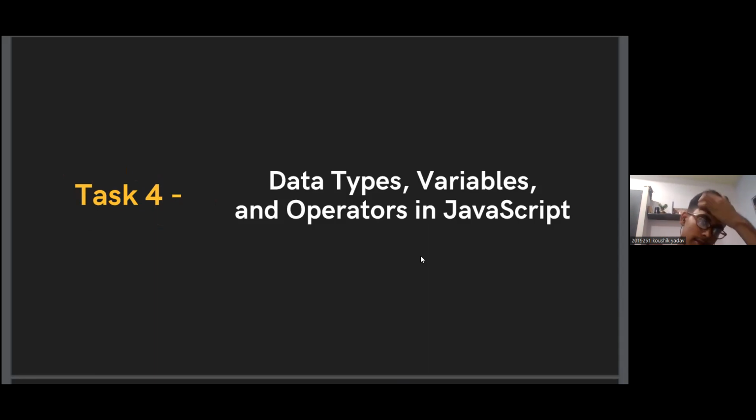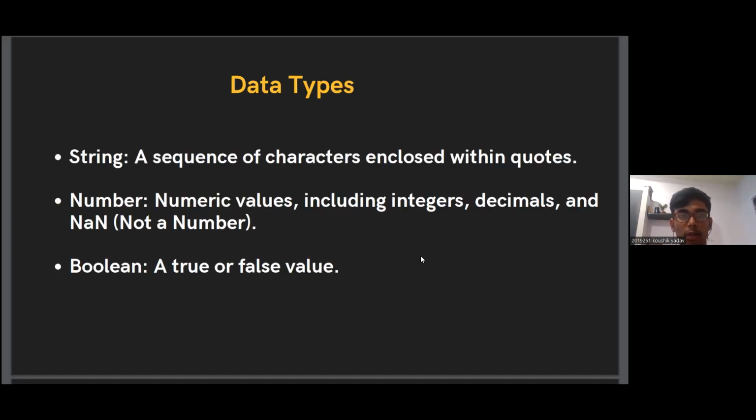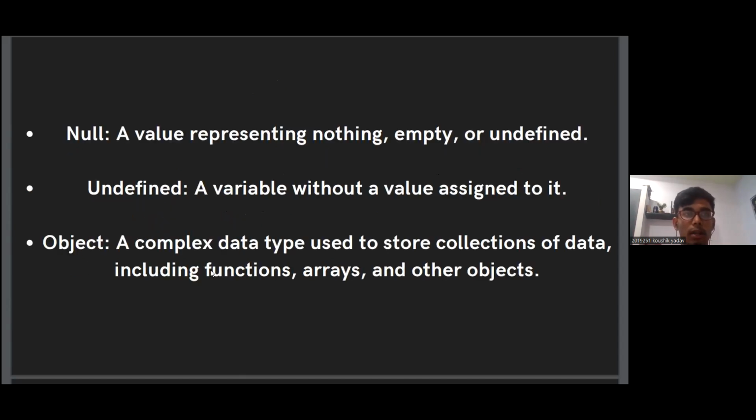Then the third task was data types, variables, and operators in JavaScript. Firstly, data types. The first thing is strings. We can write strings in single quotes or double quotes. Number covers numeric values including integers, decimals, and NaN. Boolean is true or false, like 0 or 1, so 0 is false and 1 is true. Null is a value representing nothing, empty.